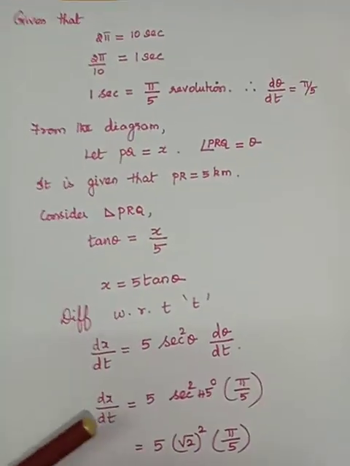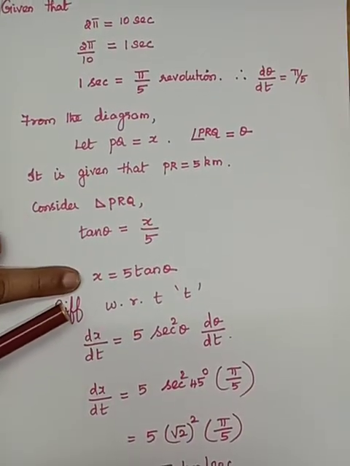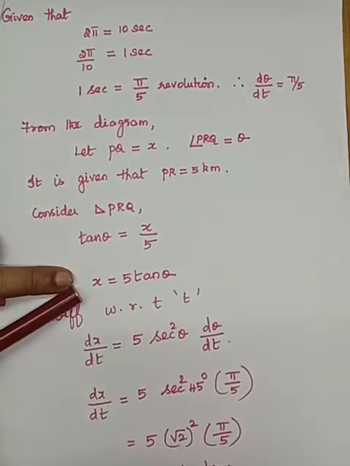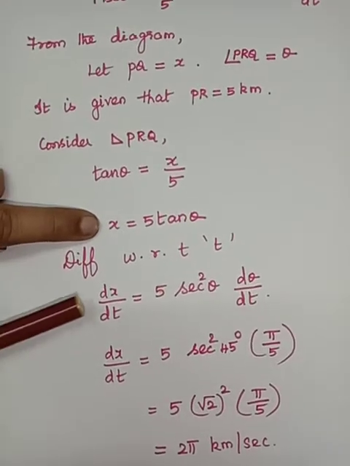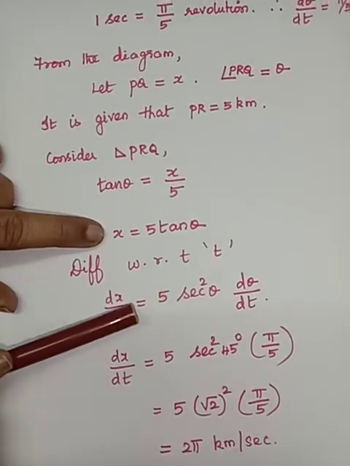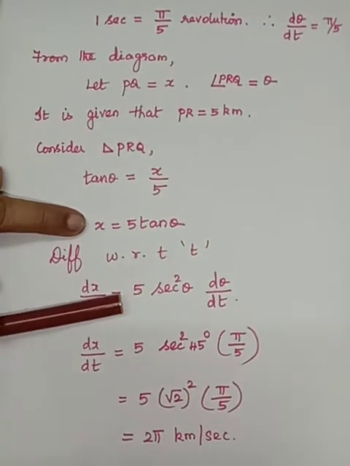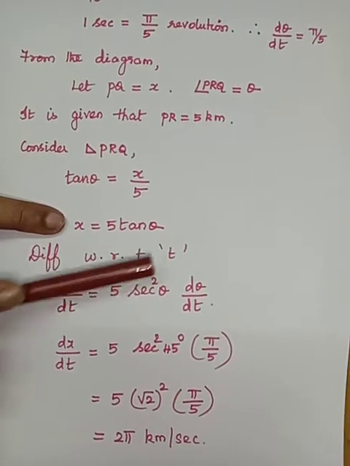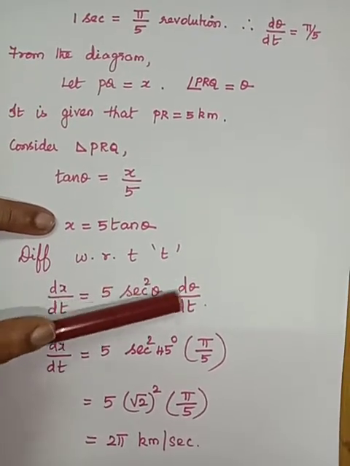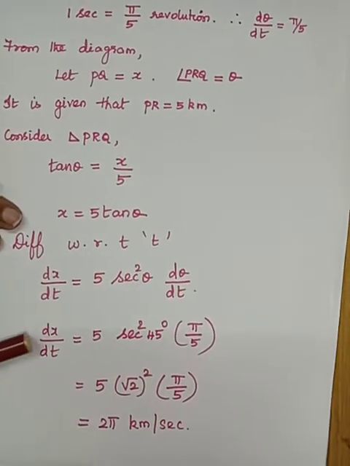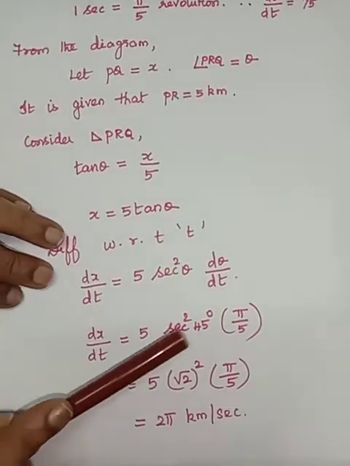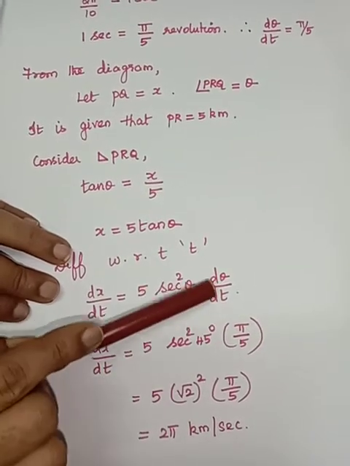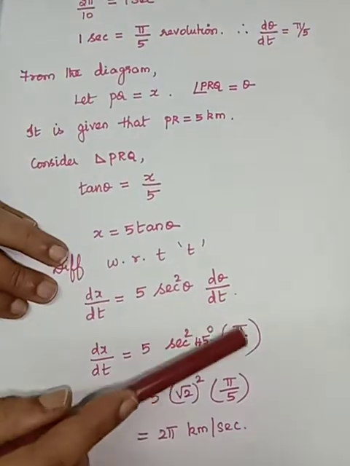Okay, so here we'll take the relation in terms of x and theta. So x is equal to 5 tan theta. You are going to differentiate with respect to t. So dx by dt is equal to 5, which is a constant, is written, and the differentiation of tan theta with respect to t is secant square theta into d theta by dt. Okay, so dx by dt is equal to 5 into secant squared theta into d theta by dt. What is theta? Here theta is given 45 degree. And what is d theta by dt? We have found that it is pi by 5.